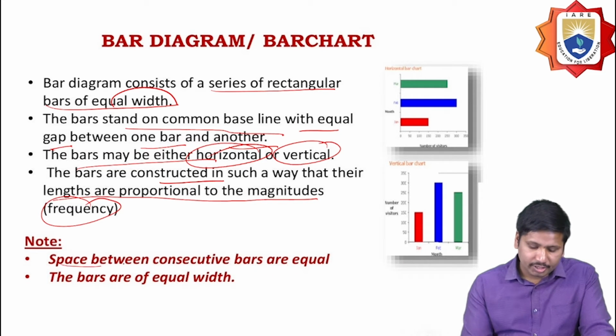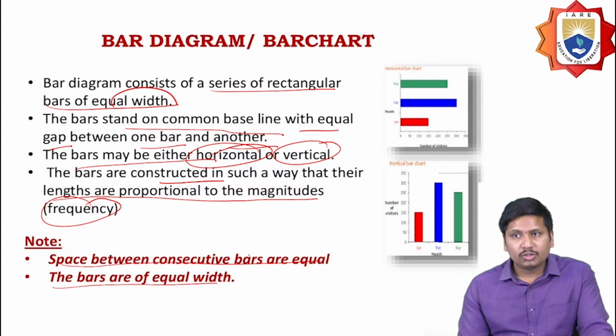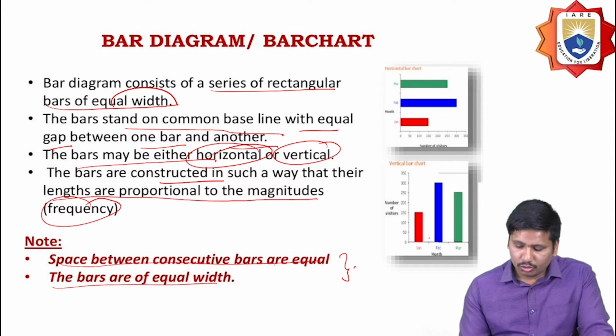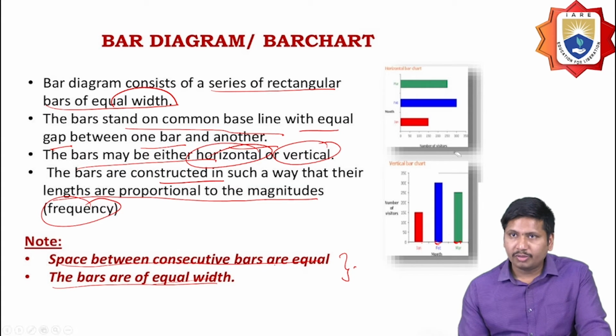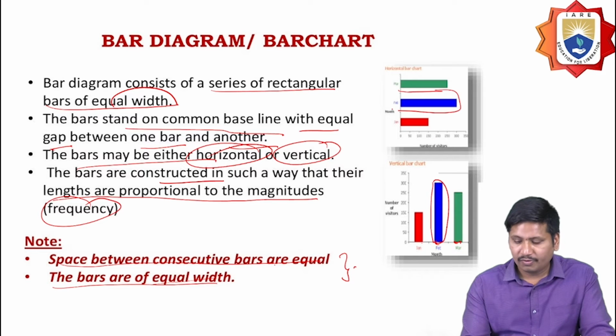Make a note that the space between consecutive bars should be equal, and all the bars should be of equal width. So these two things we have to remember while drawing bars. The space between two consecutive bars should be the same, and the bars should all be of equal width. So all the bars should be represented either in horizontal form, or I can also represent them in vertical form.